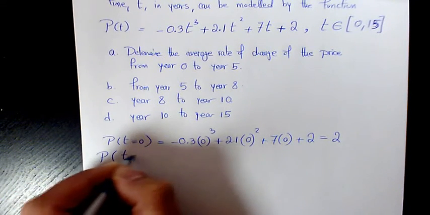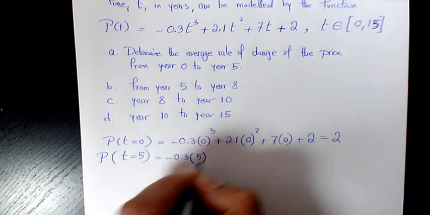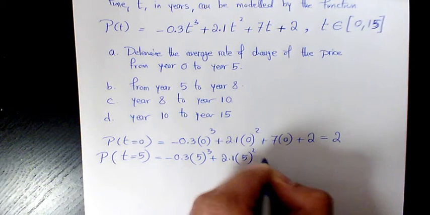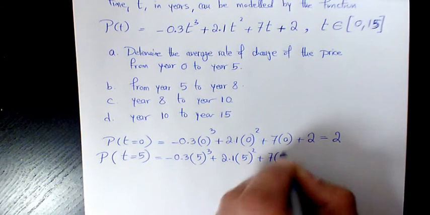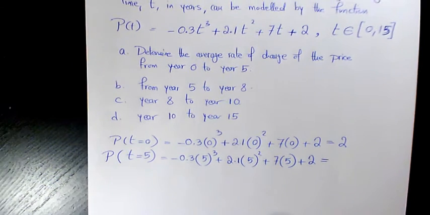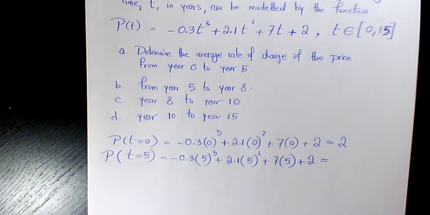P of t equals 5 is going to be negative 0.3 times 5 to the power of 3 plus 2.1 times 5 to the power of 2 plus 7 times 5 plus 2. So that's going to be negative 0.3 times 5 cubed, plus 2.1 times 5 squared. That's going to be 52.